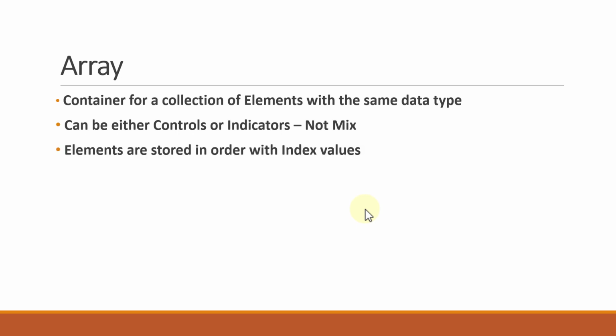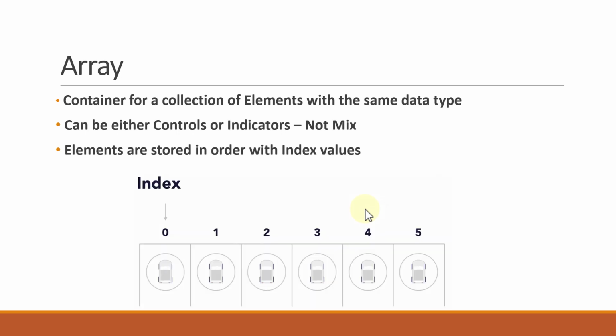Okay, so these elements are stored in order with indexed values, and the index always starts from zero, as in a lot of other programming languages. I would explain this with the analogy of car parking. In a car parking, all the elements are cars, and they are stored with an index number, so 0, 1, 2, 3, 4, 5, it's like that. Okay, so let's go into LabVIEW and see how it works.